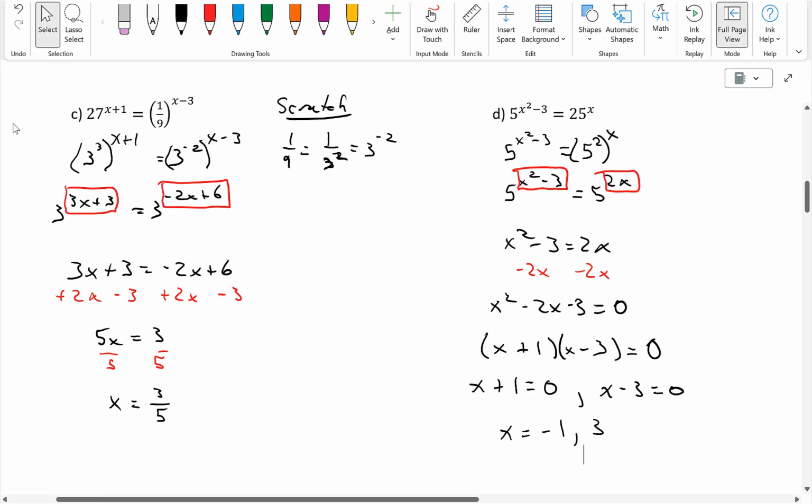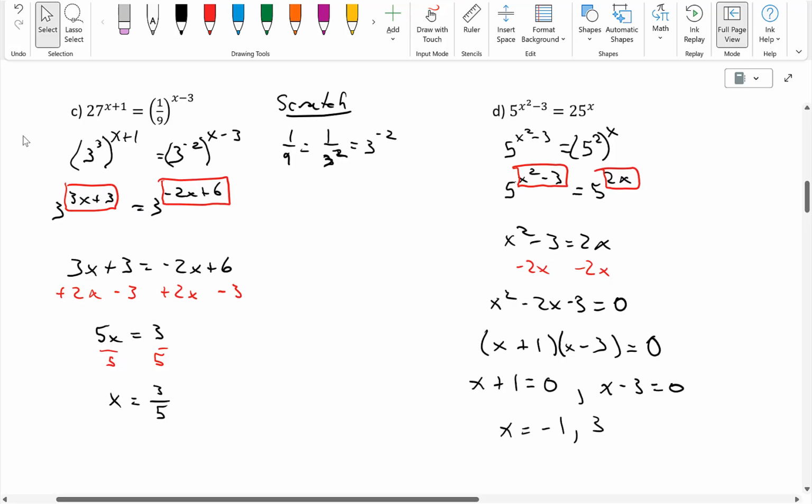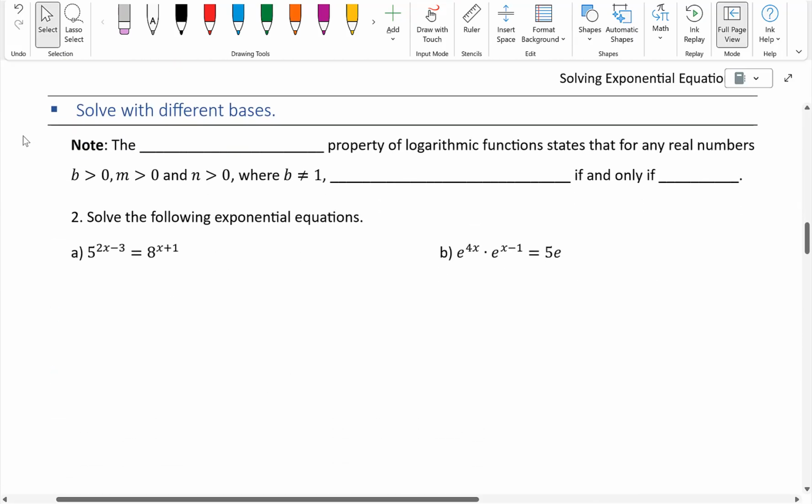You can always sub back in and check. And the nice thing about working with equations is, if we substitute those values in for x, we can make sure they actually work. You might need a calculator for some of the bigger ones, but hopefully you can trust yourself.